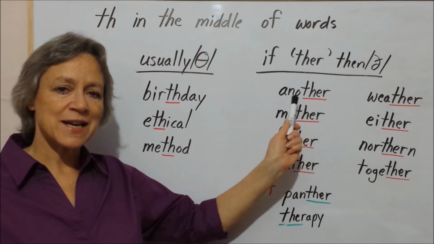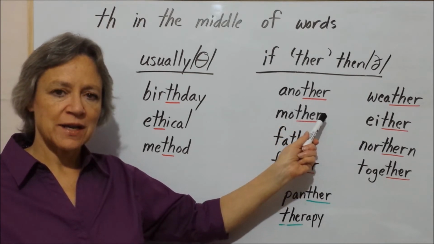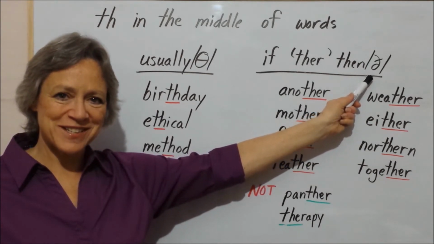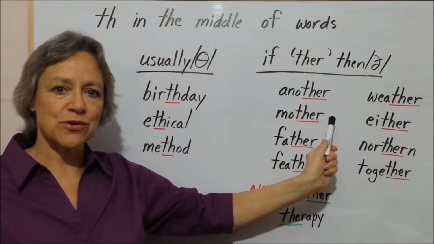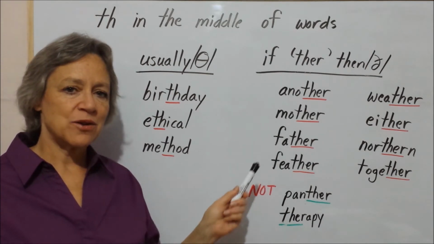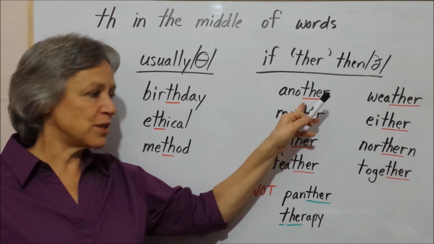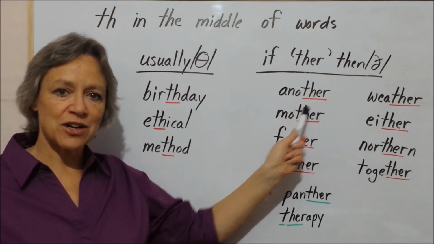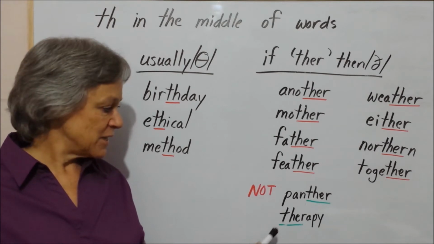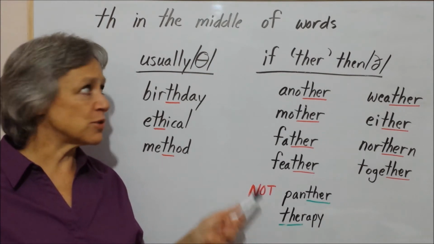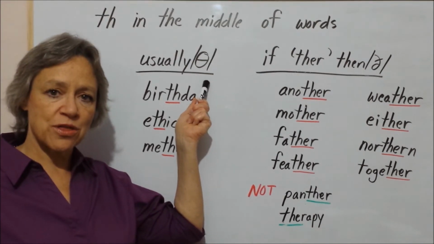the THER is pronounced with the voiced sound, and it's ther. Okay? Another. Notice I'm talking about the TH in the middle of a word. If this string of letters THER occurs at the beginning of a word, such as in this word, therapy, then the TH is usually pronounced with the voiceless sound.